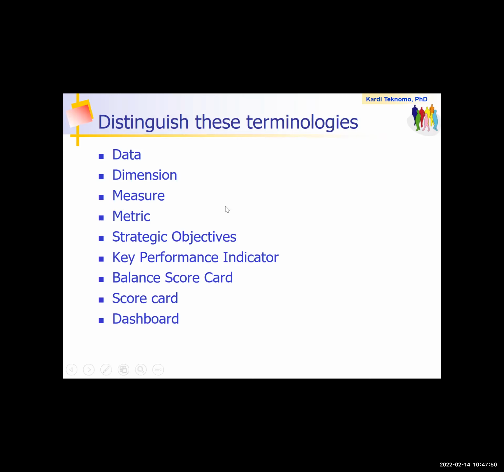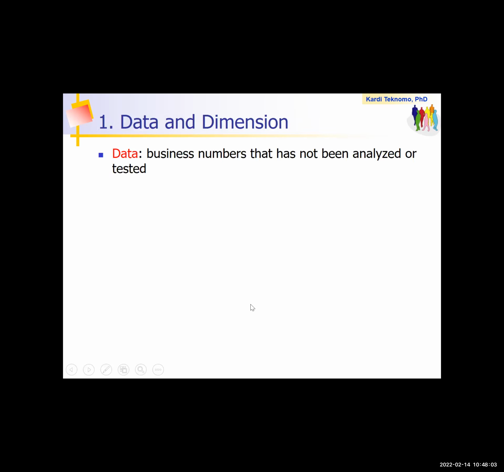Dimension, measure, metrics, okay? Strategic objective, key performance indicator. We already discussed the balanced scorecard and dashboard, so we don't discuss this anymore. So what is data? Data is business numbers that have not been analyzed or tested. Okay. So what is dimension? Dimension is data that has been categorized and structured into a hierarchy.